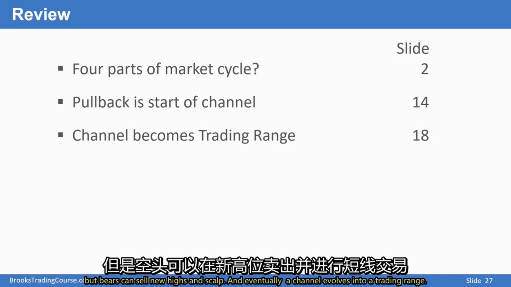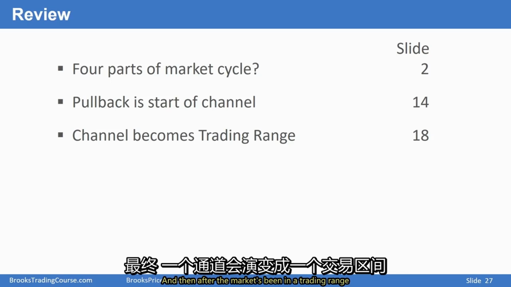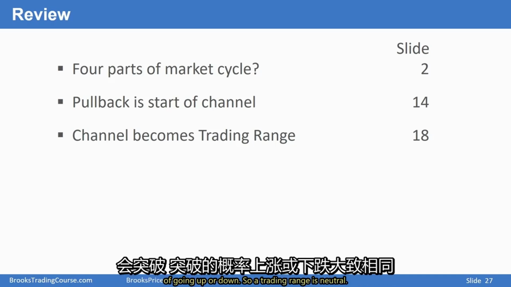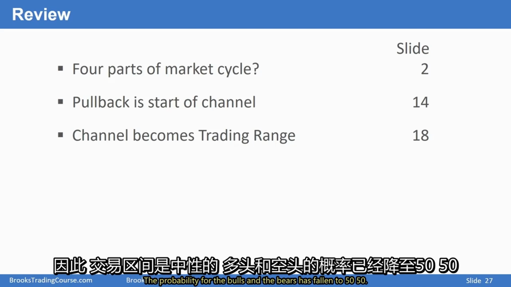And eventually a channel evolves into a trading range. And then after the market's been in a trading range for a while, it breaks out, and the breakout has about the same probability of going up or down. So trading range is neutral. The probability for the bulls and the bears has fallen to 50-50.